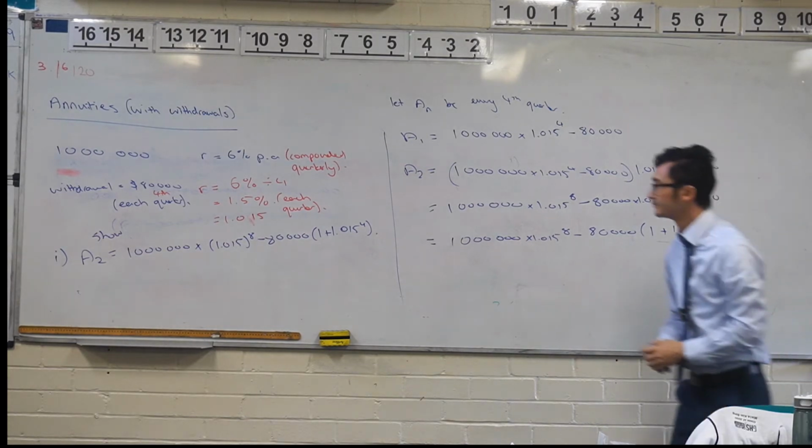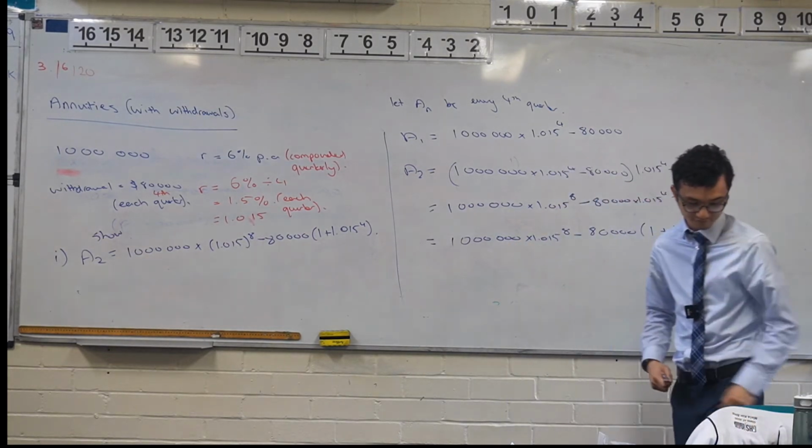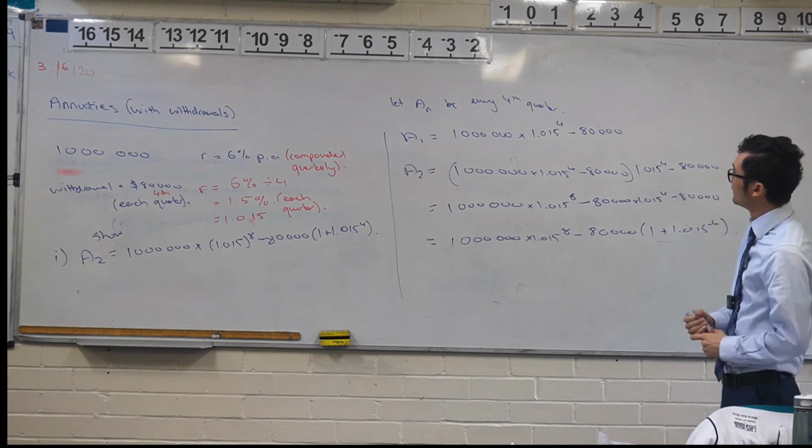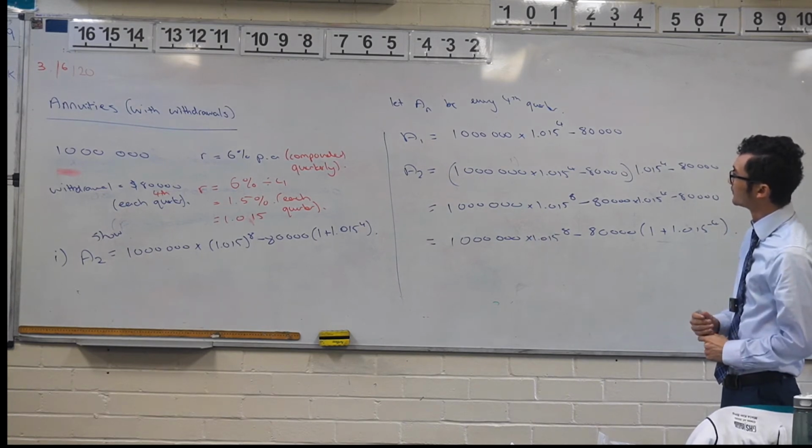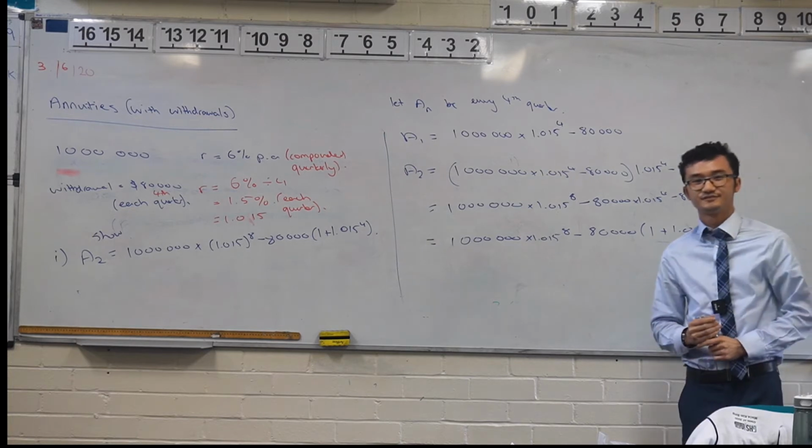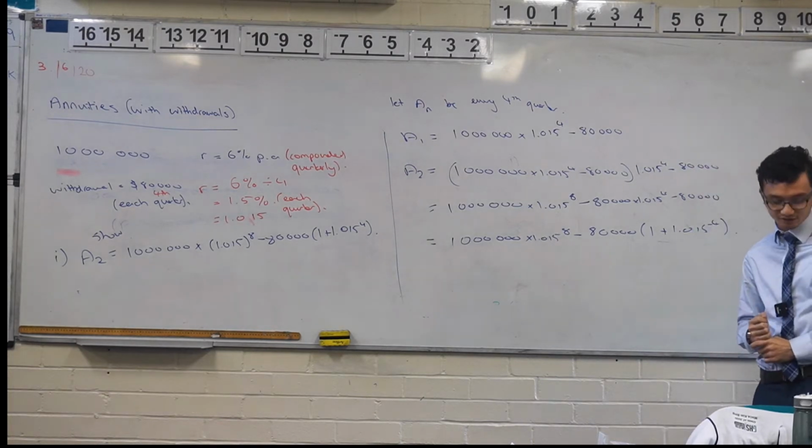Sorry. Yeah. So A sub n is every fourth quarter. So like A1 is the fourth quarter. Yeah, that's right. And A2 is the eighth. Yeah, if you want to think about it like that. So what was the question?